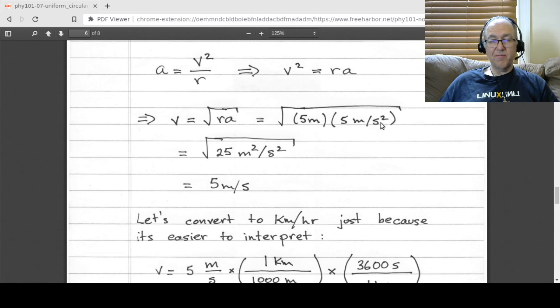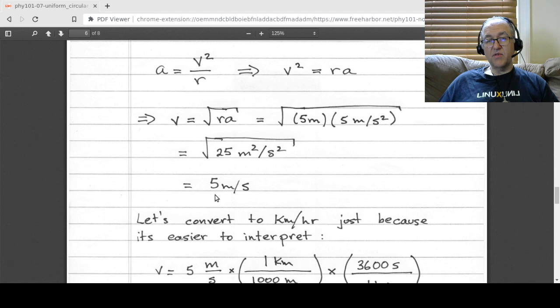So we have 5 meters times 5 meters per second squared. Multiplying in the square root there, you get 25 meters squared divided by second squared. I put the units in on purpose. Usually I don't put the units in if they're MKS, but I put them in on purpose because you see that if you take the square root of meters squared divided by second squared, you get meters per second. And that's exactly the units of velocity, okay?